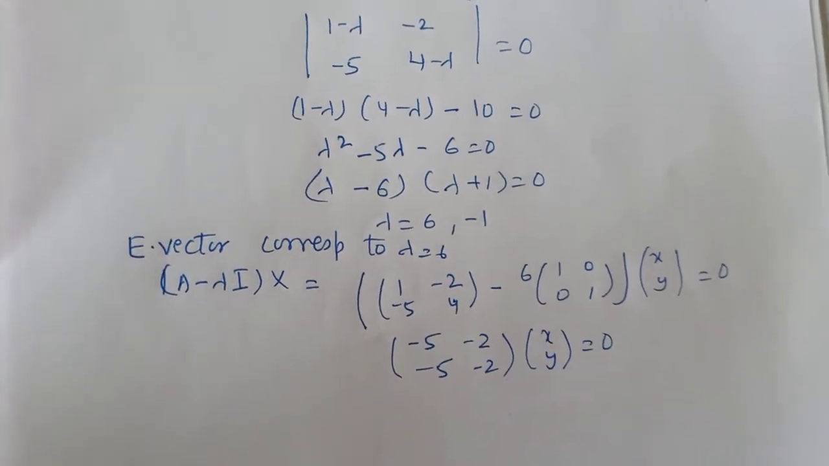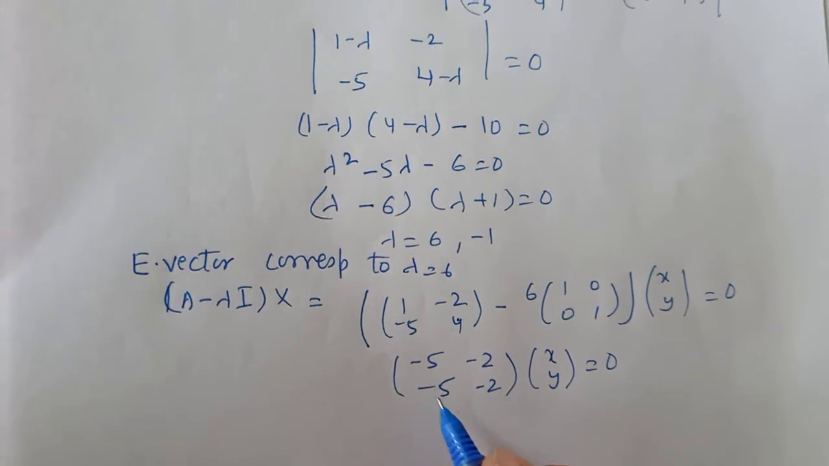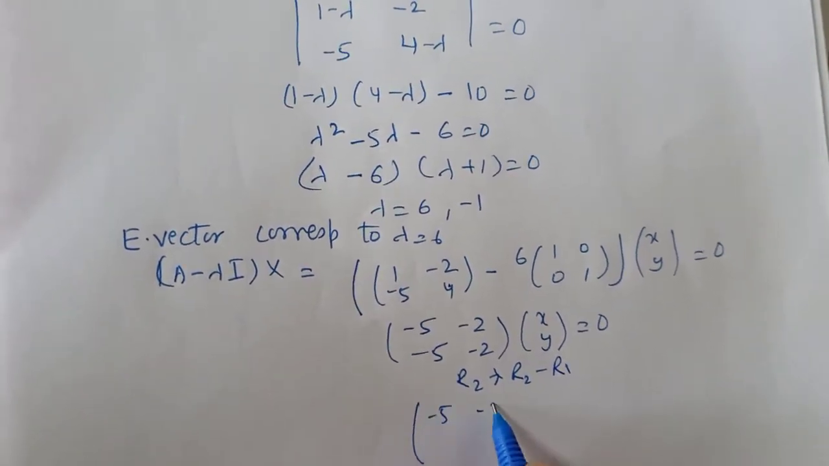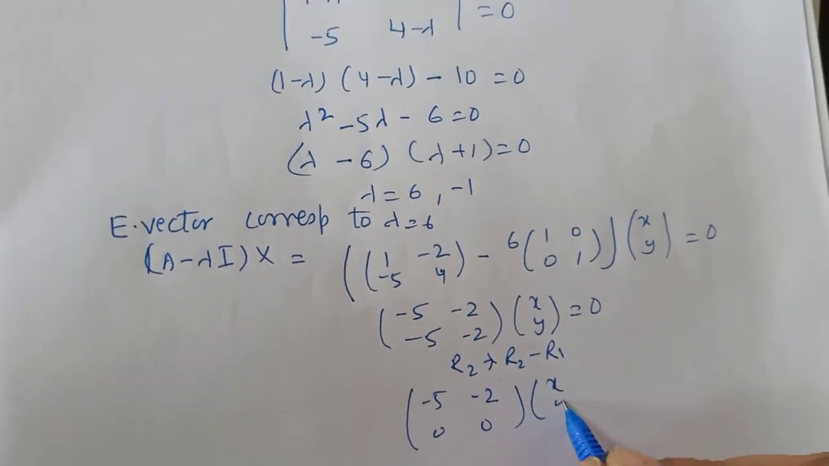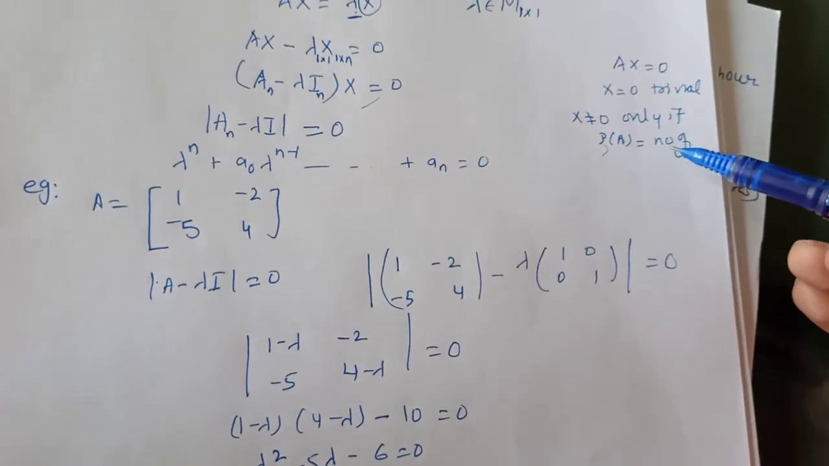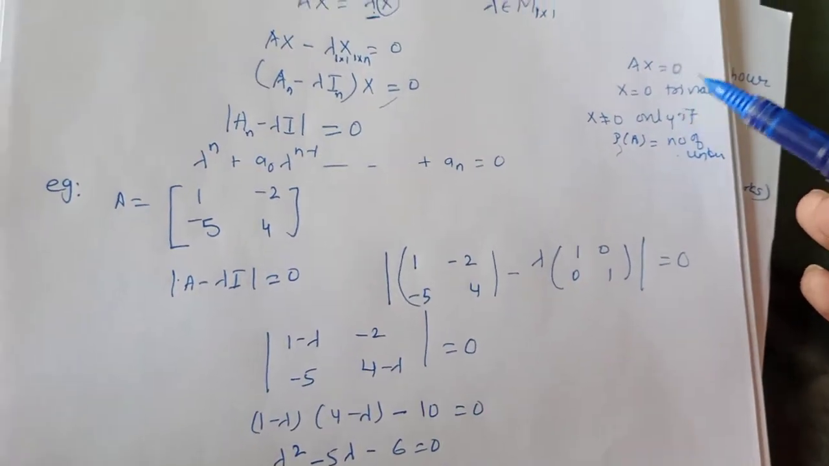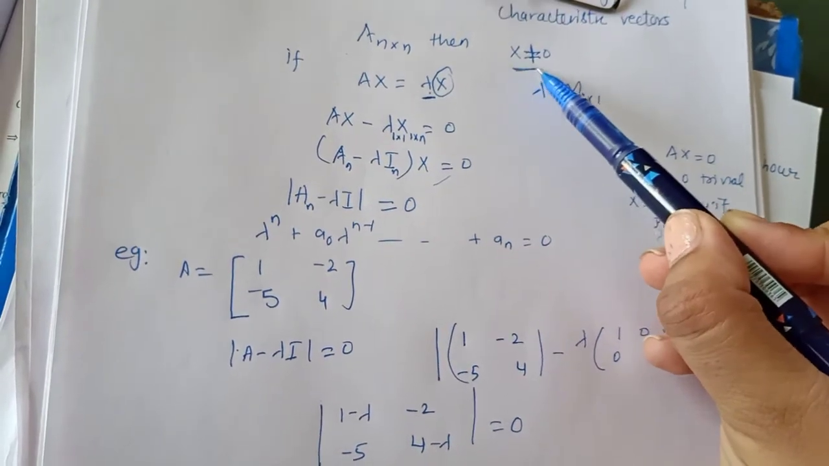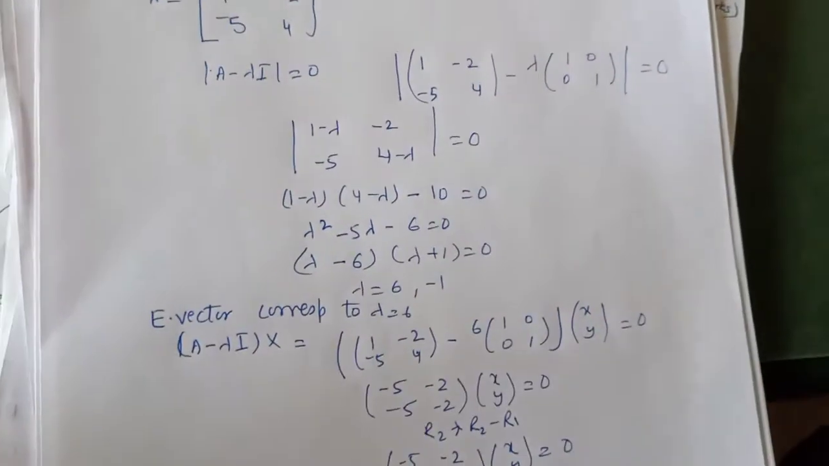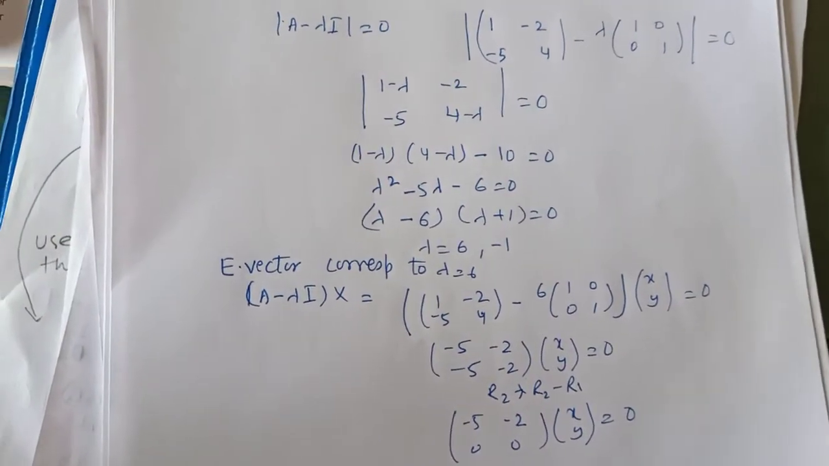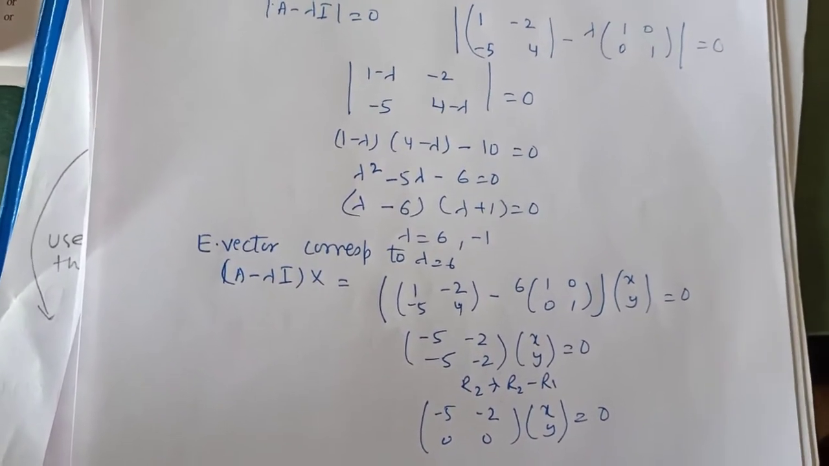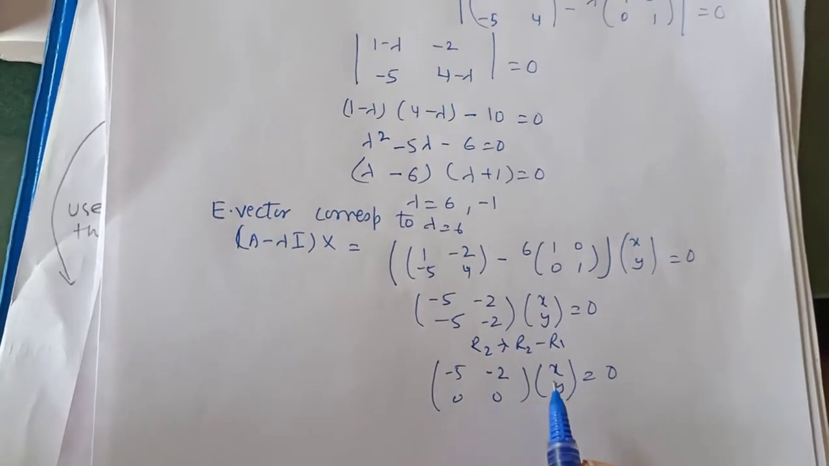So if you convert it into upper triangular form by R2 minus R1, then the second row will vanish. Obviously, as I told you earlier, since we need a non-trivial solution, as per the definition, this eigenvector has to be non-zero. So this would always happen. We will always obtain a rank of this matrix less than the number of unknowns. That is the case of infinitely many solutions.